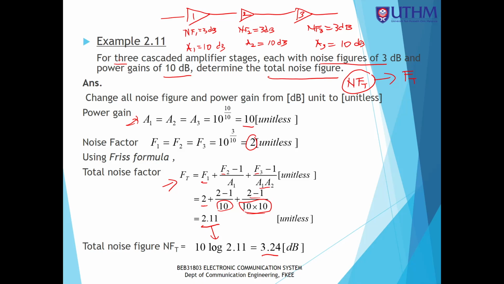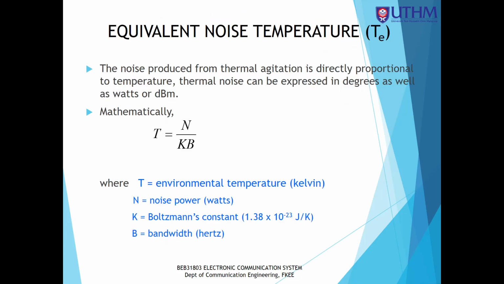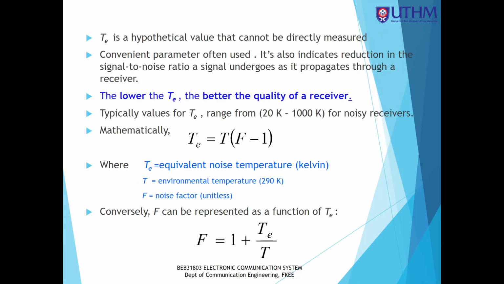Okay, the next topic is about equivalent noise temperature, which is TE. Again, from the original equation of noise power, which is kTB, we can define the equivalent noise temperature TE. TE is a hypothetical value that cannot be directly measured. It is a convenient parameter often used, and it also indicates the reduction in the signal to noise ratio a signal undergoes as it propagates through a receiver. So the lower the TE, the better the quality of the receiver.